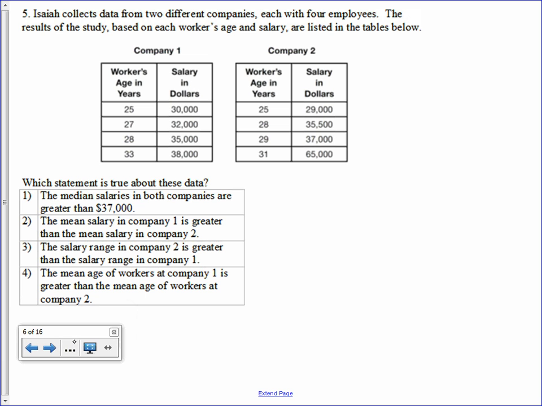Isaiah collects data from 2 different companies, each with 4 employees. The results of the study based on each worker's age and salary are listed in the tables below. Which statement is true about these data? Well, we have to go through each choice and take a look.